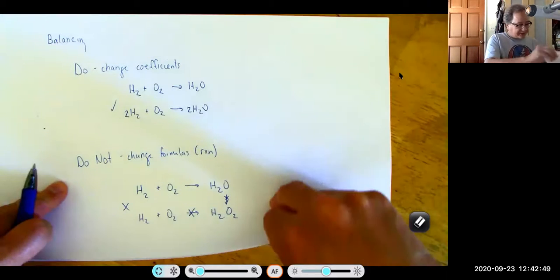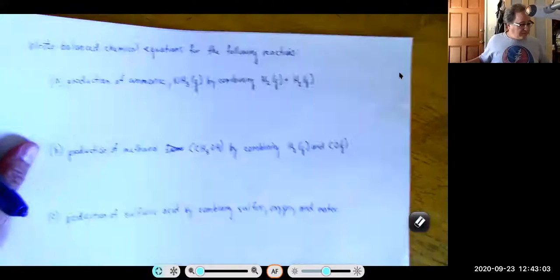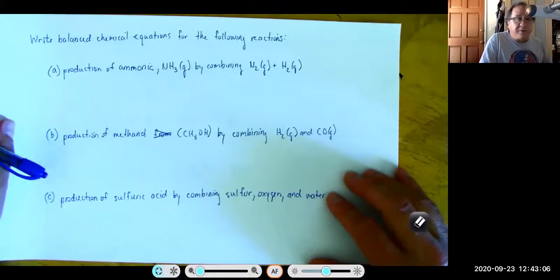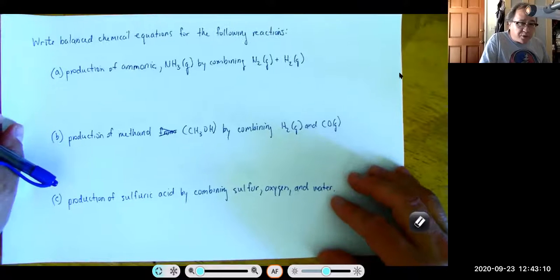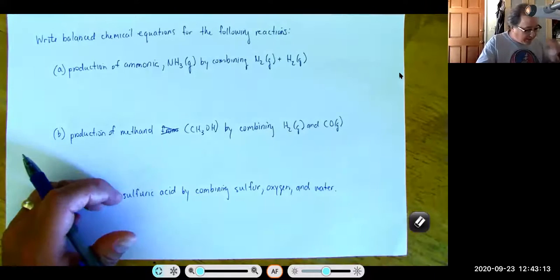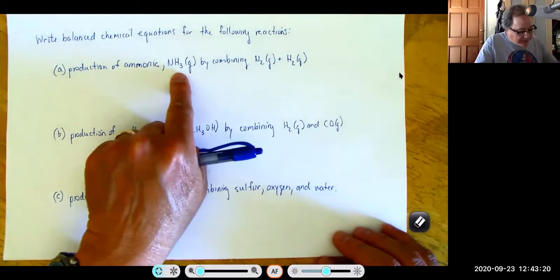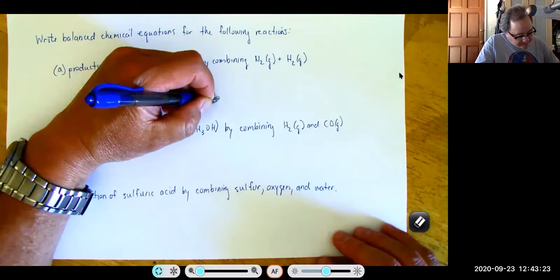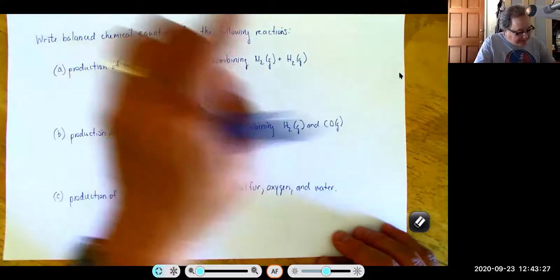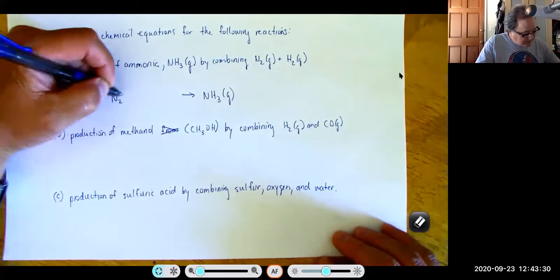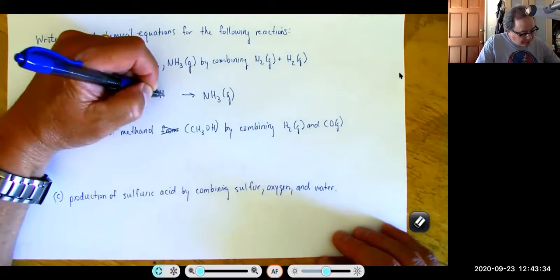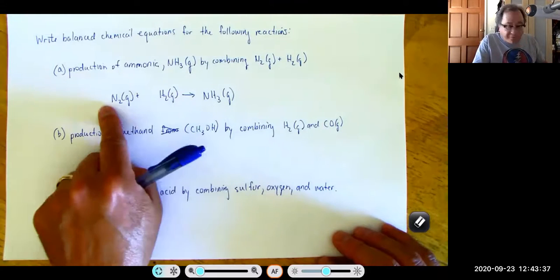So let's take a look at this problem here. Here it is. Write balanced chemical equations for the following reactions. So I'll go through the first one with you, and then I'm going to let you do the second one and the third one, and we'll check our answers. So the production of ammonia. So that means that ammonia is a product. By combining N2 and H2.